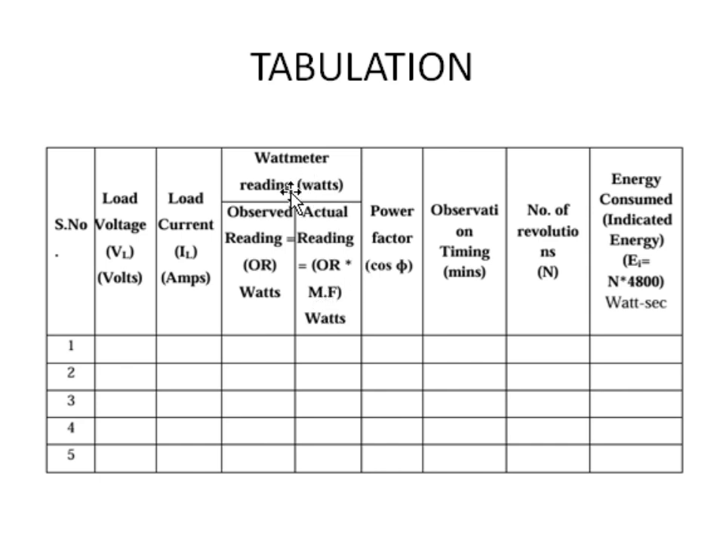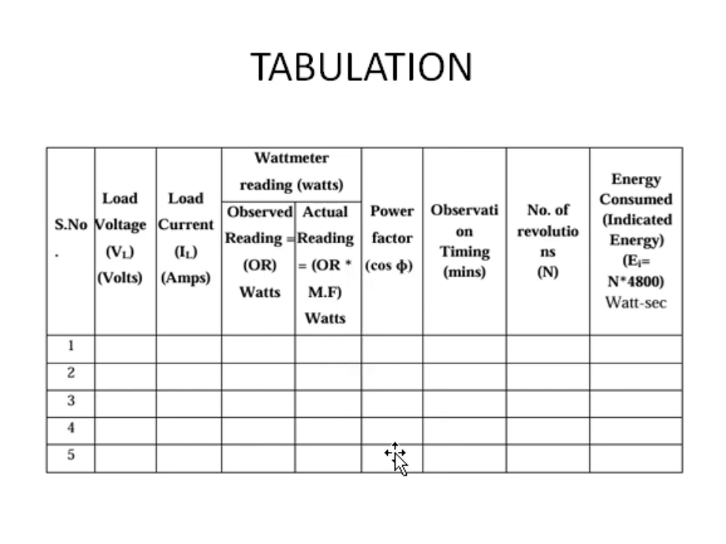Then the actual reading is the observed reading (OR) into the multiplication factor. In the wattmeter reading, based on the connections, the multiplication factor will be 2 or 4. Here we use 4 for these connections. So suppose the watts rating is 200, then 200 into the multiplication factor 4 means 800 watts will be the rating. Suppose it is 50 watts, then 50 into 4 means 200 watts will be noted.